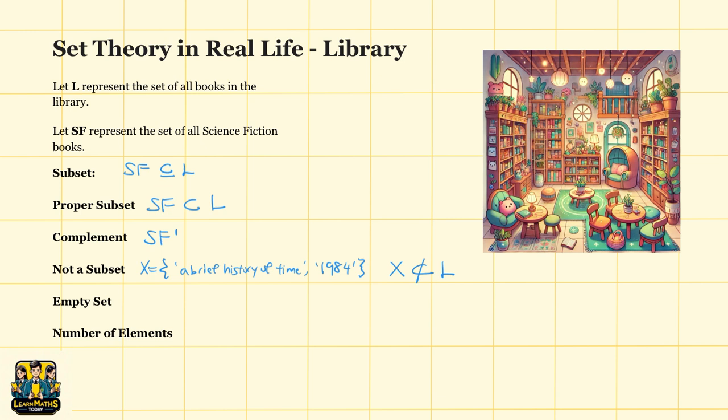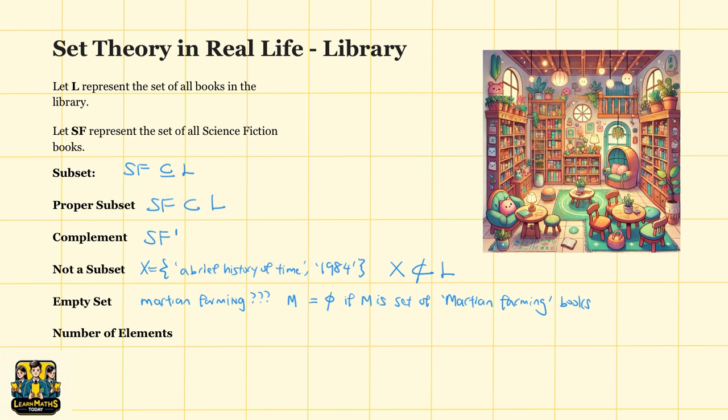Imagine you're looking for a specific kind of book that the library doesn't have, for example, like Martian farming techniques. If the library doesn't have such a book, then the set of Martian farming books in the library is an empty set.